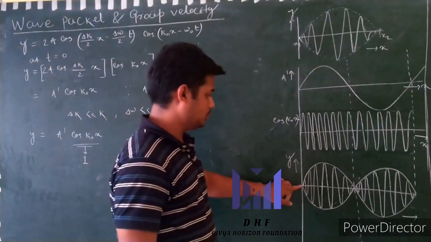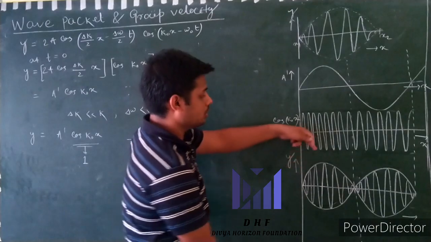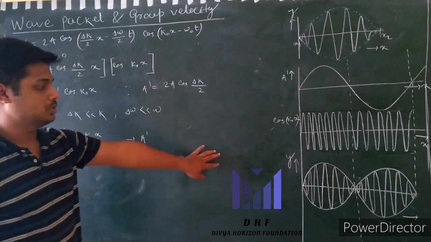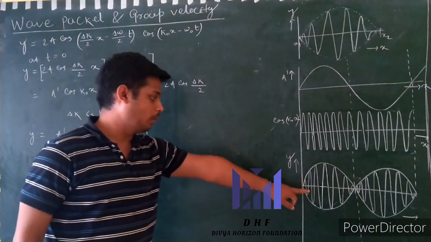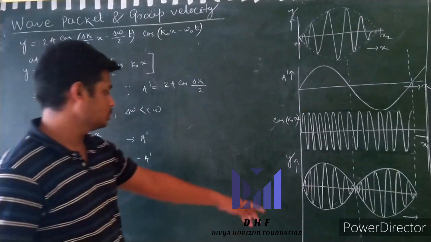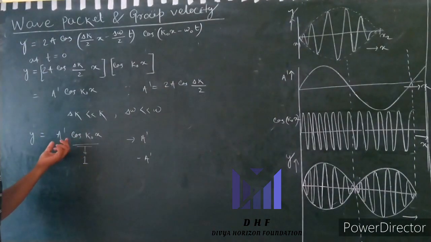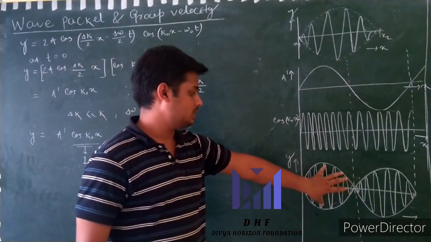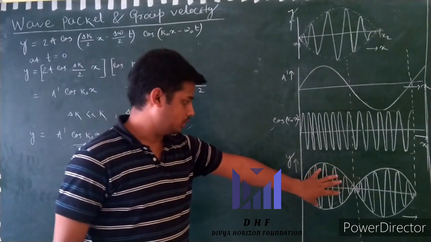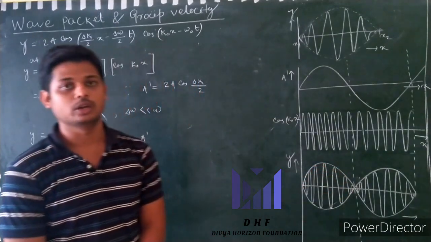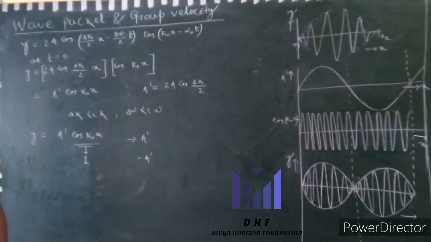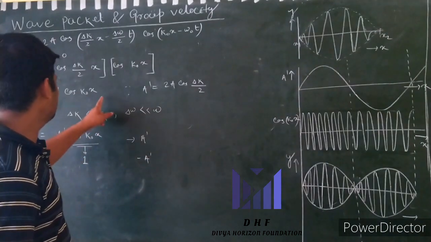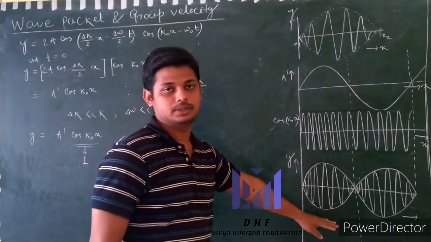Here at some region the amplitude is 0. Here at some region the amplitude is maximum. We can get this curve using any software on your mobile phone or computer. If we put these two functions, we will get this type of curve. This type of picture that we are finding here is called a wave packet. So the shape of the wave packet at time t is equal to 0 will be like this.